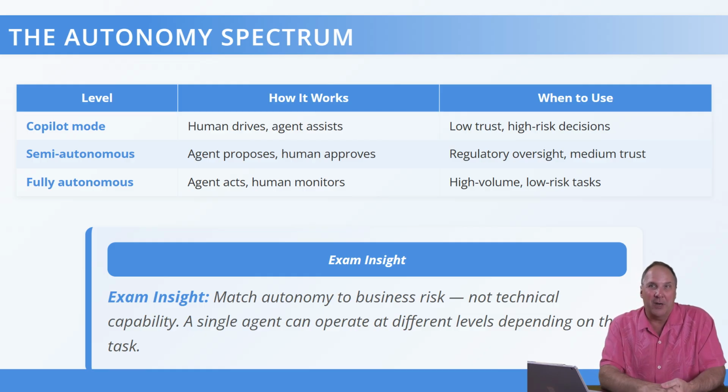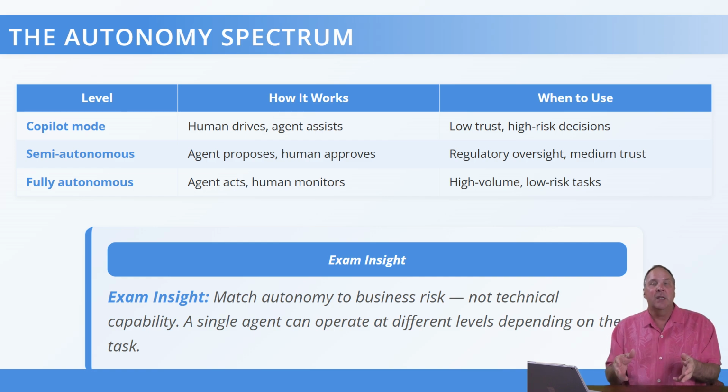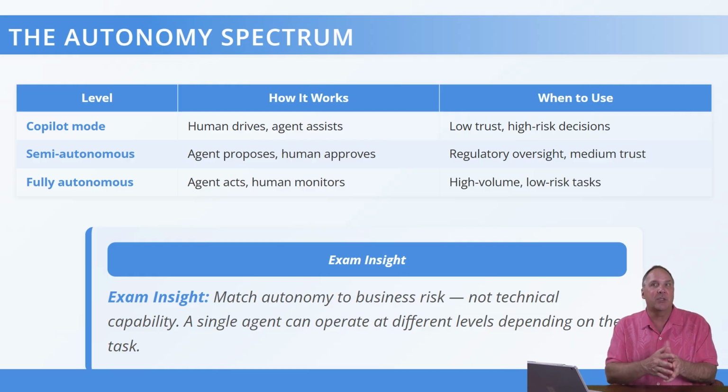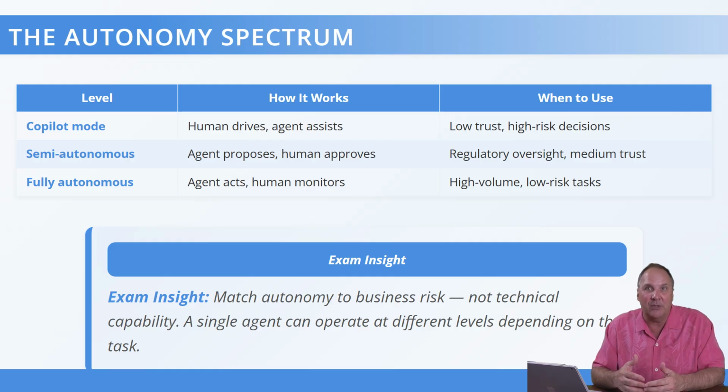Autonomy isn't all or nothing within a single agent. The same agent that autonomously answers what time does the store close should pause and escalate when a customer asks to cancel a $50,000 contract. Design your agents to shift autonomy based on the context and risk of each specific action.